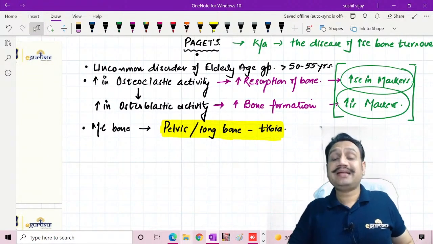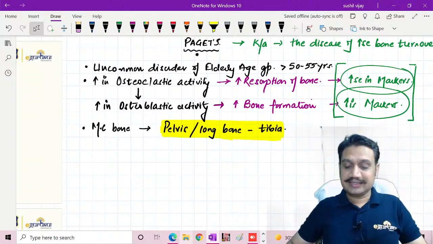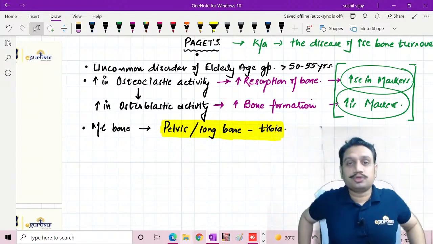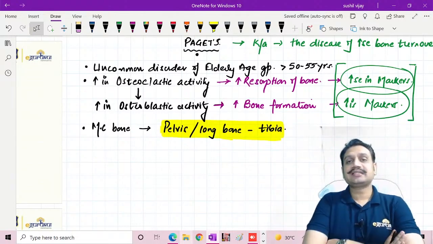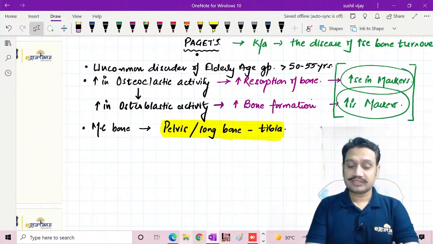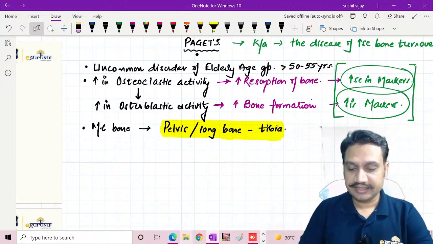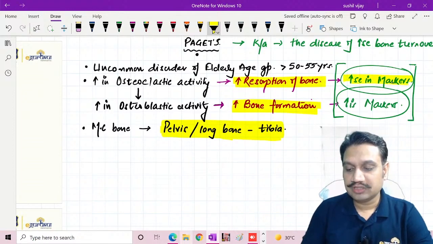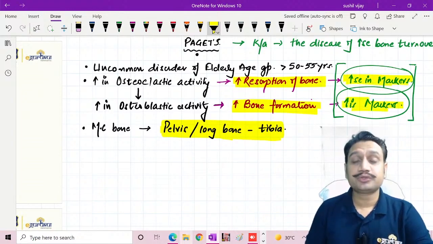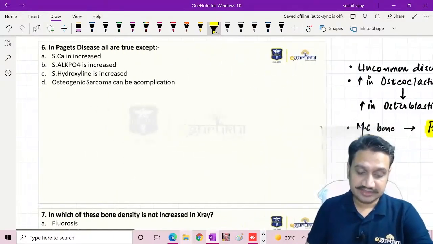This is how Paget's damages the bone. The origin is unknown, but some activities lead to increase in the clastic activity, and that causes an increase in the blastic activity. So increased resorption of the bones, increased formation of the bones, increase in both the markers. These are important things you should remember, right? And then they give you many other features as well.